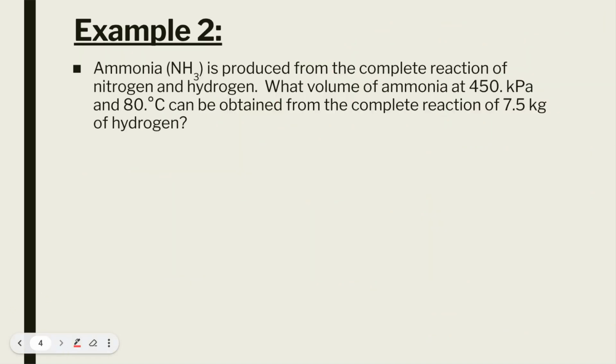The next example is, again, just more of the same. So we're taking ammonia now. They're producing ammonia by reacting nitrogen and hydrogen. And it says what volume of ammonia at 450 kPa, 80 degrees C can be obtained from the complete reaction of 7.5 kilograms of hydrogen. So we're going to let you go through and calculate this. I'll set it up for you, and then I'll give you the answer.